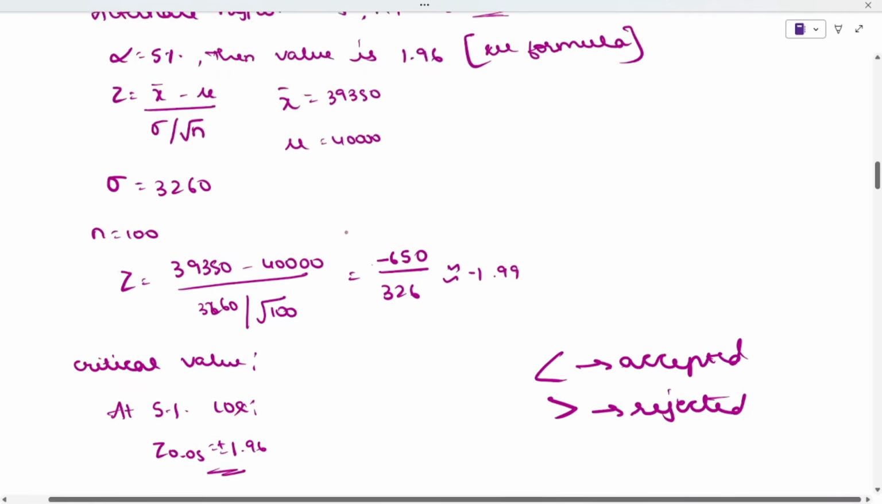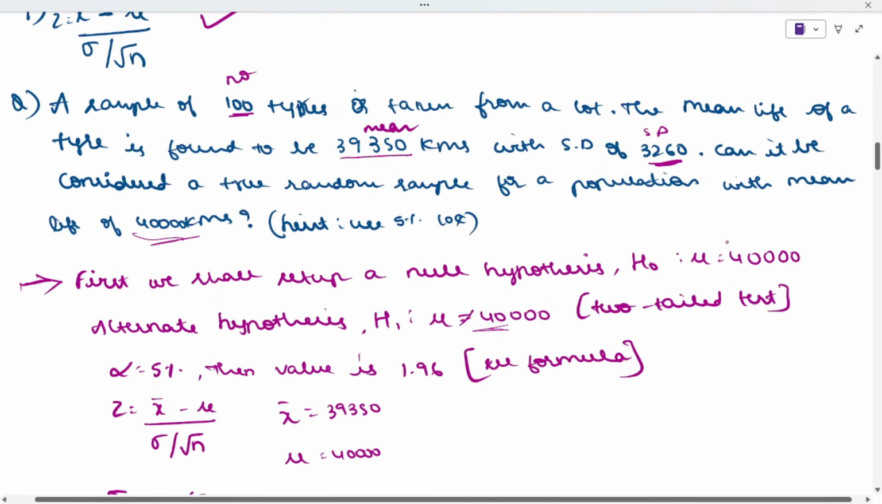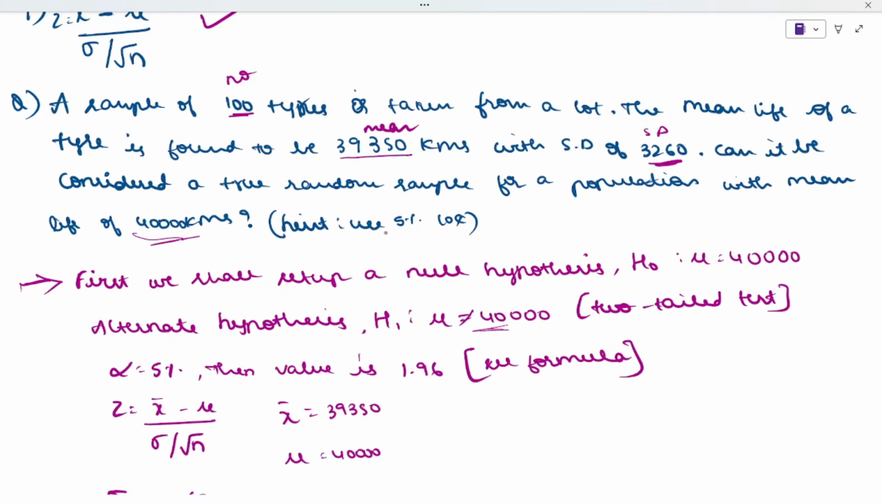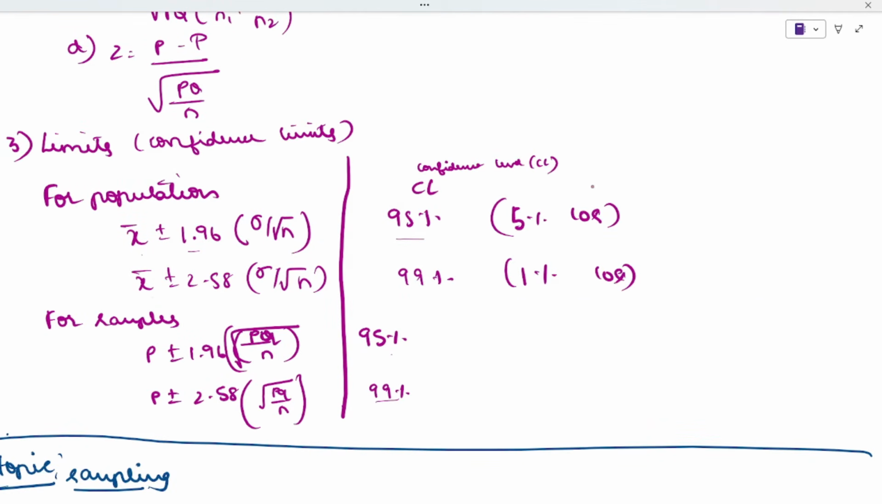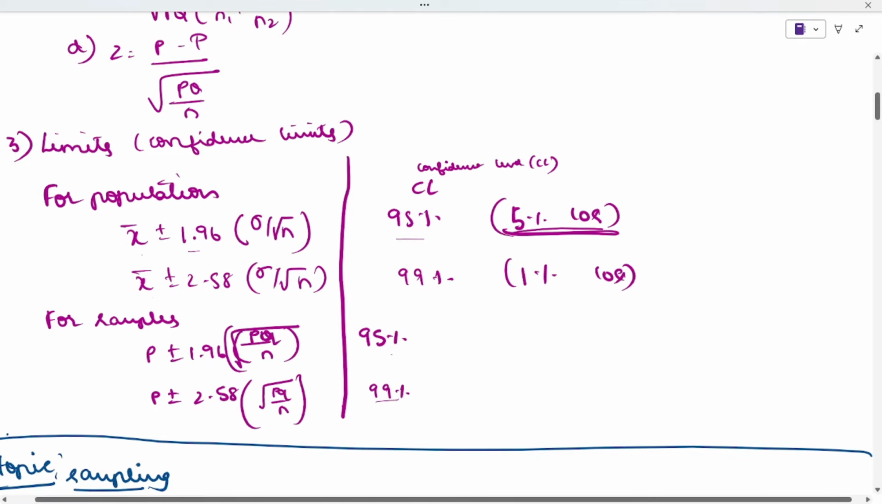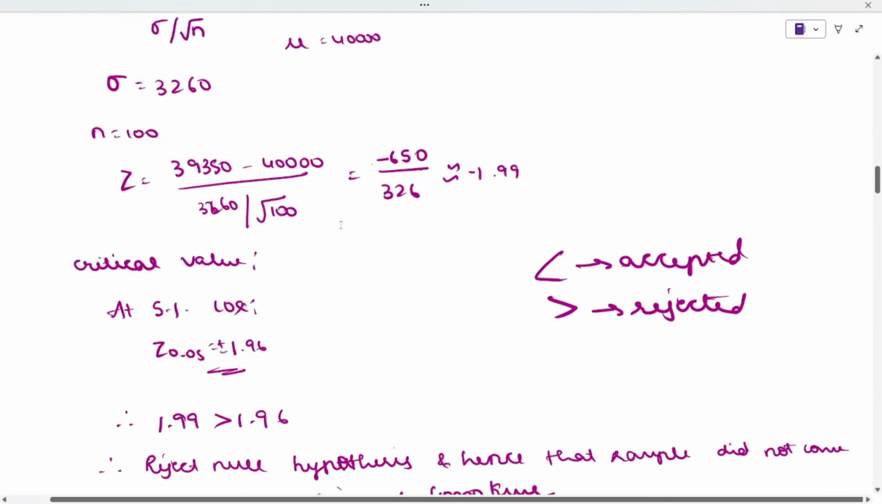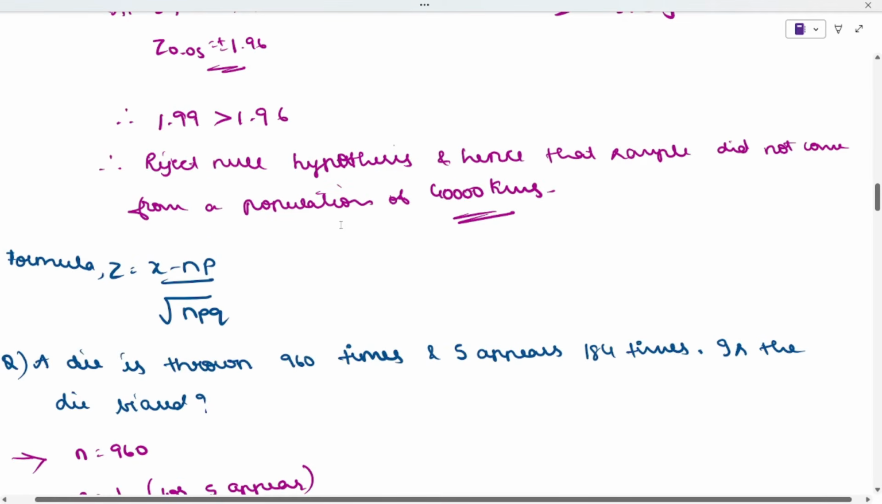Why did you write this line? Because in the last line they have given that you have to consider a true random sample for a population with mean life of 40,000. You have to use 5% LOS. Okay, 5% LOS means here you can see it is 5% LOS. That is how you have used that. You got the value of 1.9 and that is greater, so you will reject the null hypothesis. So you will say it has not come from the population of 40,000.